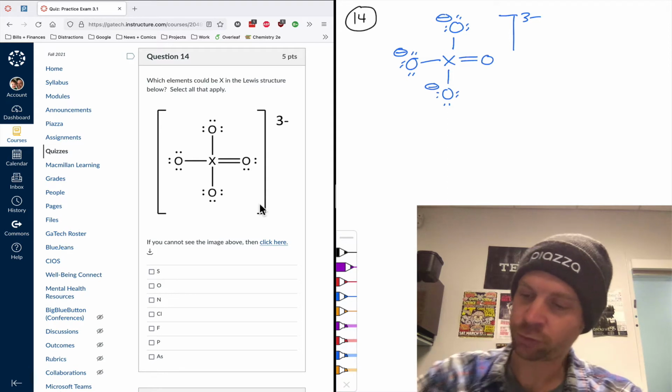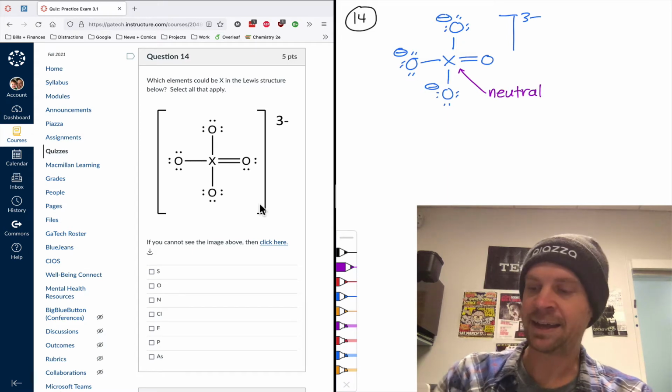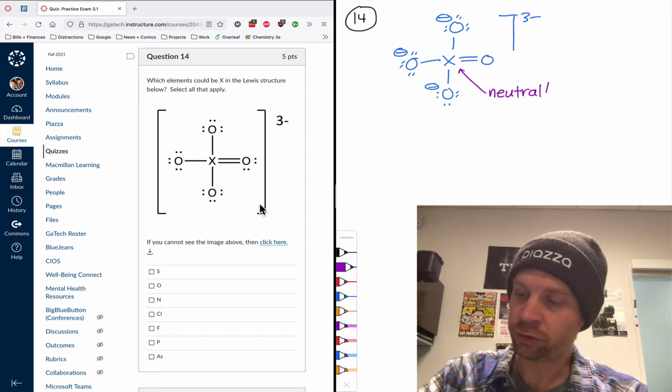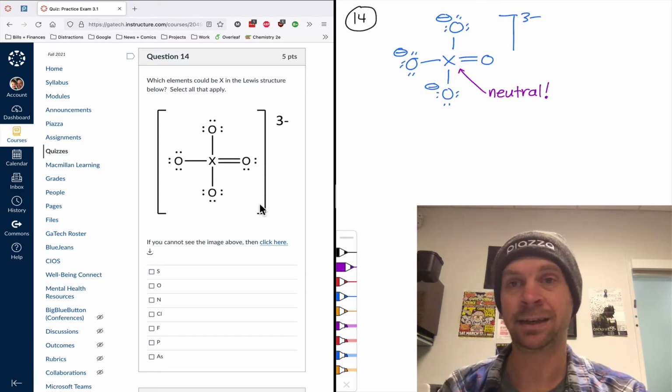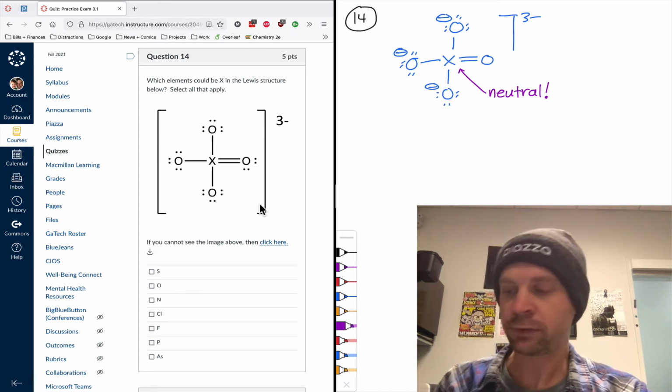This means that the central X atom is neutral, and this is important for this problem because knowing that that atom is neutral and the number of electrons it formally owns in the structure, we can deduce the number of valence electrons in a neutral X atom, a free X atom. So let's work through that.